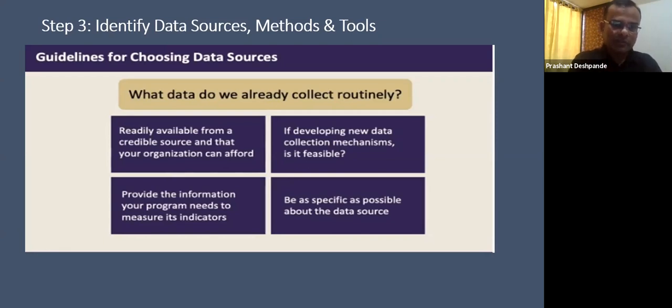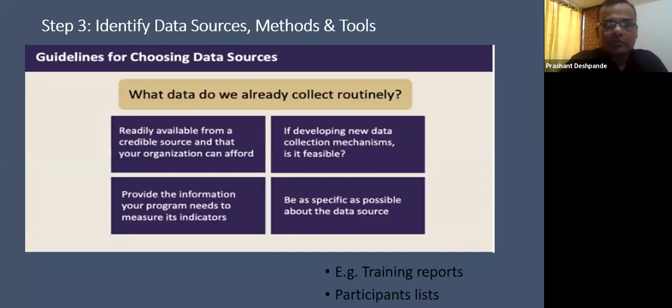So if it is readily available from a credible source, it is well and good. If not, then we have to think, is it feasible for us to collect that with a new mechanism, new data and new mechanism? Is it providing information correctly? Is it helping the program? Is it specific? So those questions we need to ask when we see our data sources. Otherwise, we can change our indicators accordingly also.